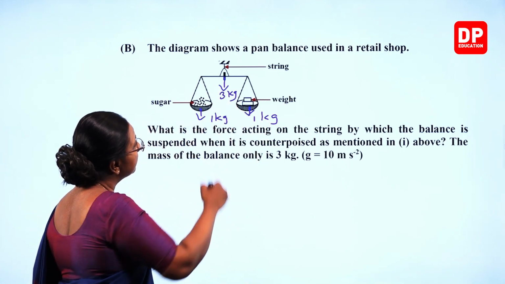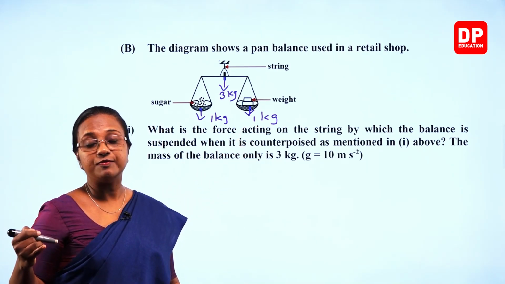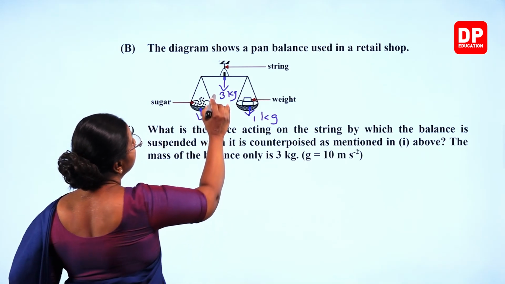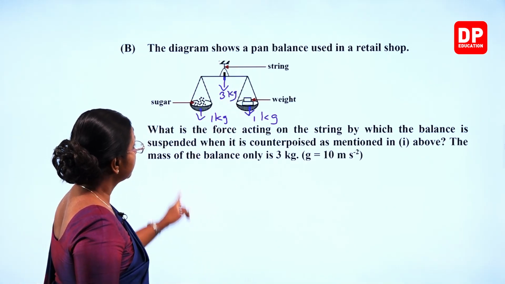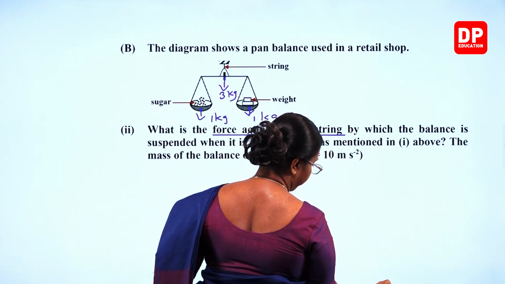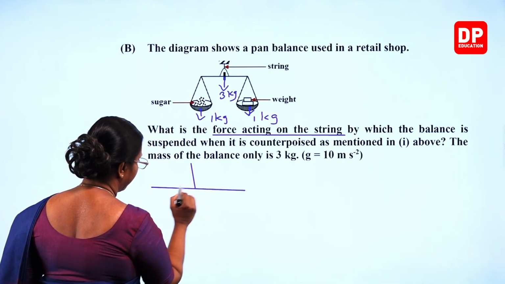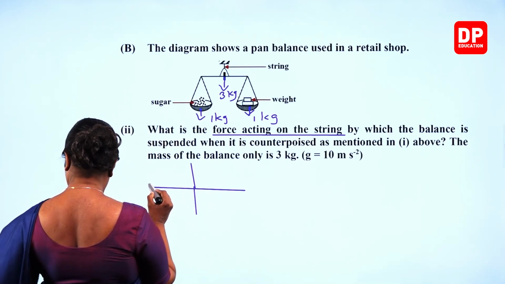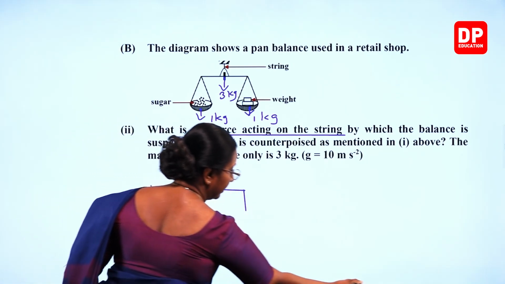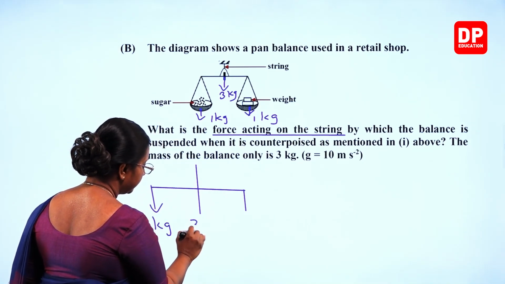So altogether there is 1 kilogram, 3 kilogram, 1 kilogram, all of them acting downwards. So all these forces have to be balanced by the string. So you need to find the force acting on the string. So for that, to show you all the diagram, if I draw it, now here we have all three like that. So you know this is 1 kilogram, this is 3 kilogram.